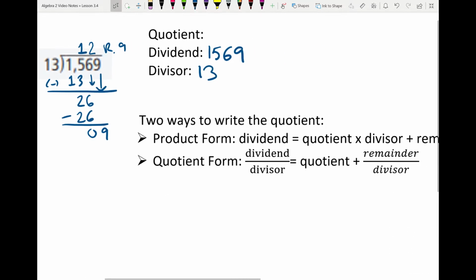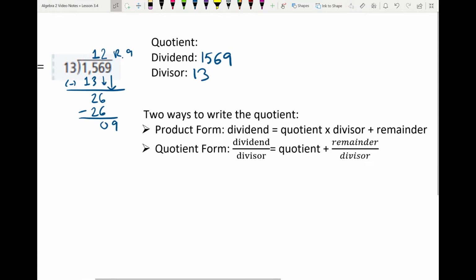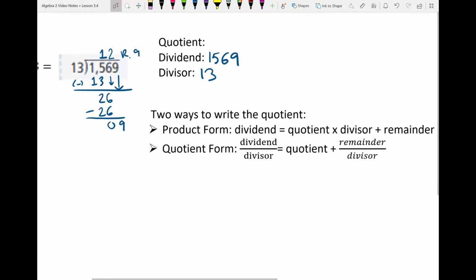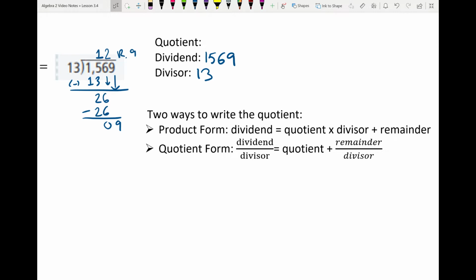First way is a product form. So you can write it as dividend equals quotient times divisor plus remainder. So we'll actually include another thing here for remainder, since we didn't include that here. So in this problem, the remainder is 9, and the quotient is 12. So we got those four things involved in a division problem. So to write this answer in a product form, right?